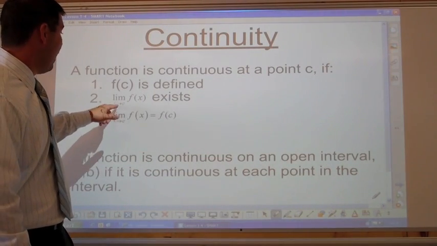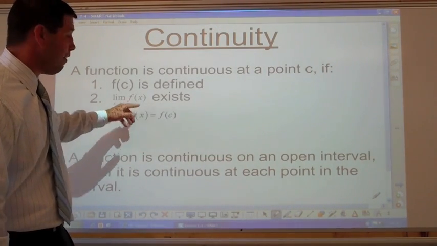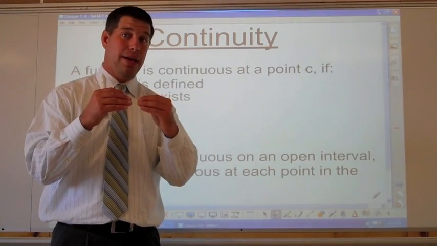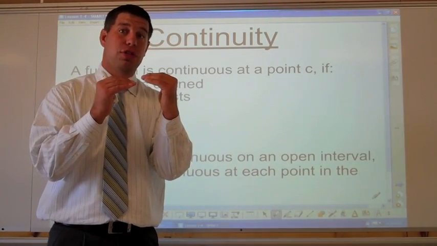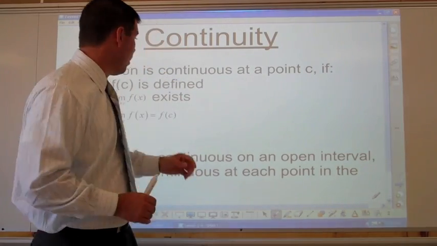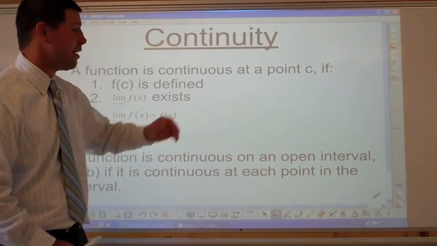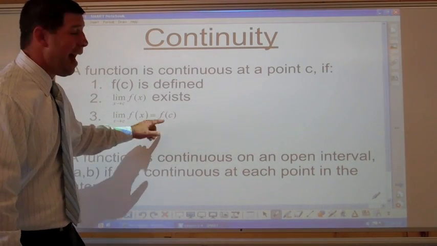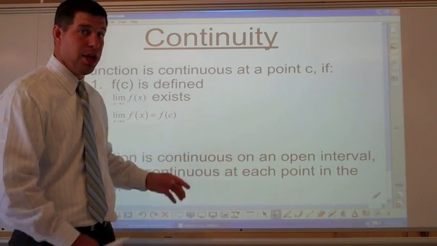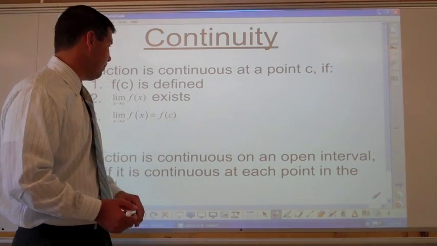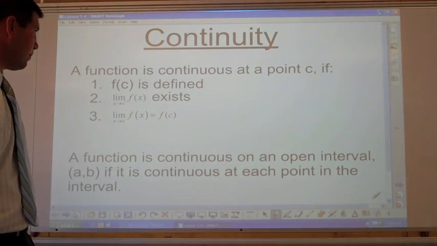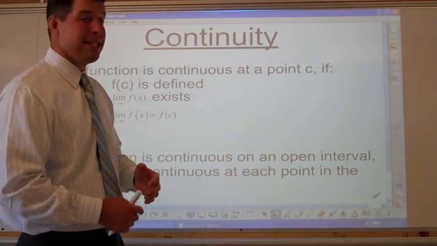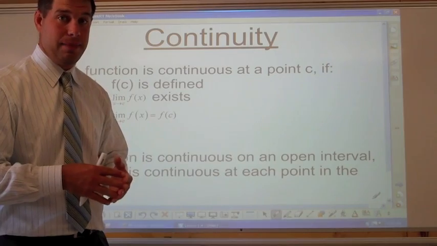Second, the limit as x approaches c of the function has to exist. So it has to have a limit. The function has to be getting closer and closer to a certain value, height, at that x value c. And finally, the limit at c has to be the same as the value of the function at c. If these three conditions hold true, then the function is said to be continuous at point c.